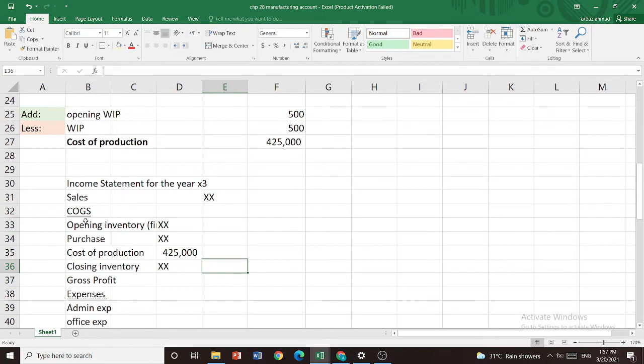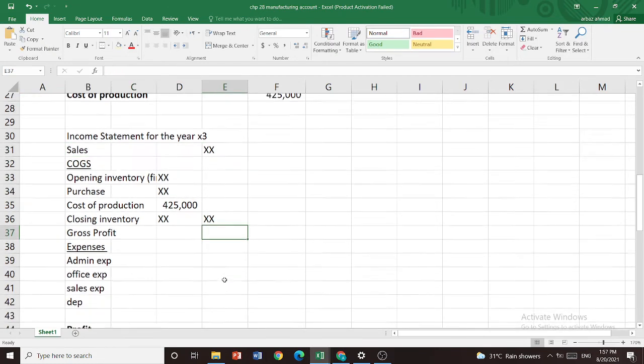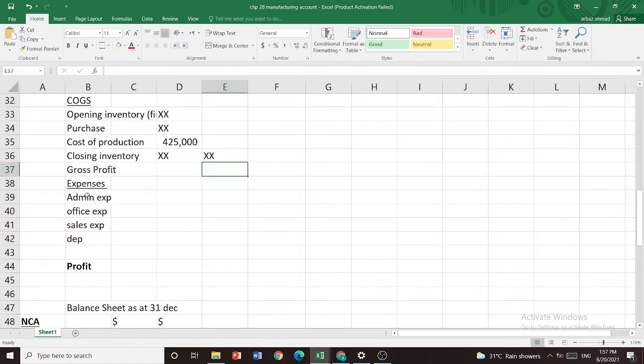You will get the cost of goods sold here. Now this sales minus this, you will get gross profit. Normally these expenses again are not related to cost of production. These expenses are from the office, the sales department, the HR department, and all the other departments. So for example, you will have admin expense, office expense, sales expense, depreciation.